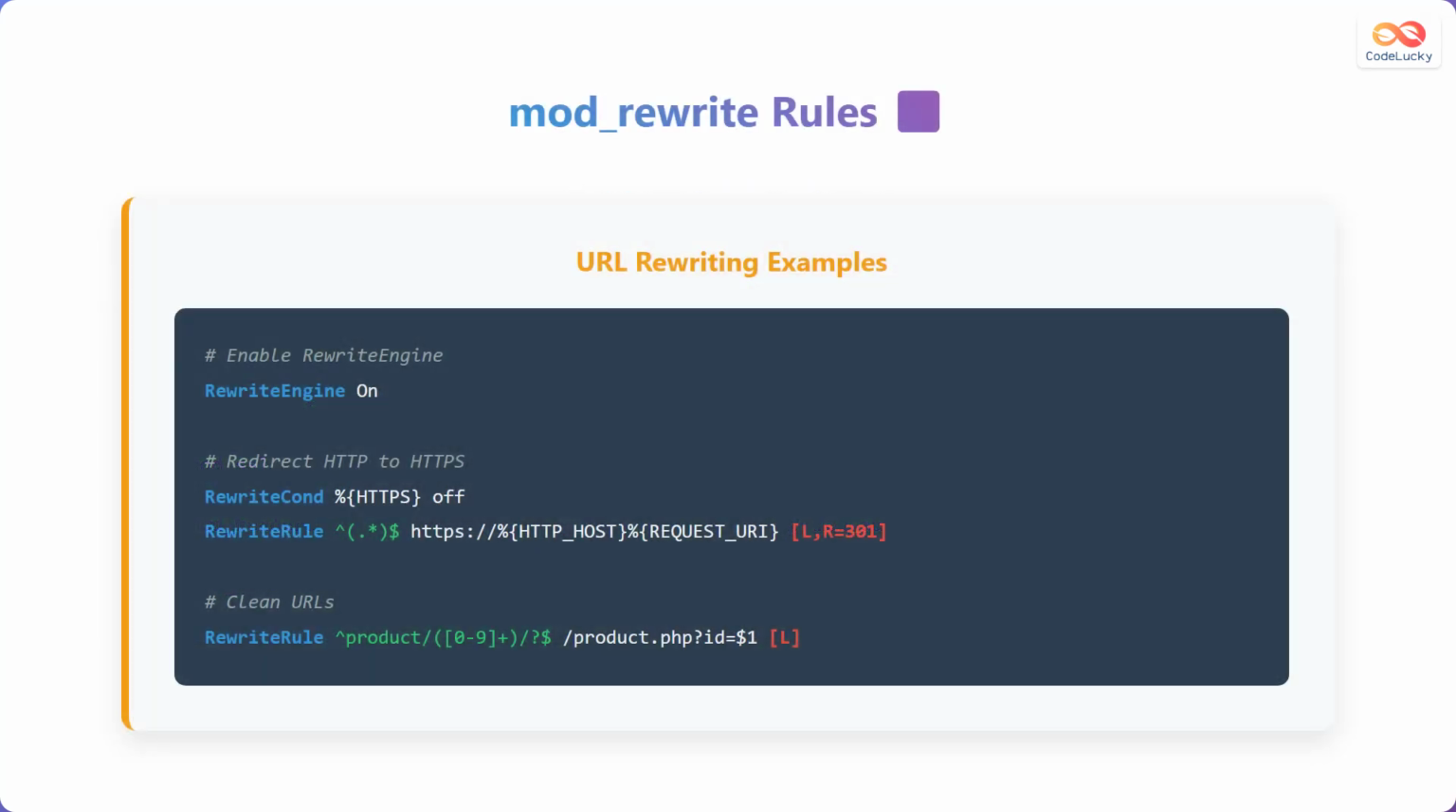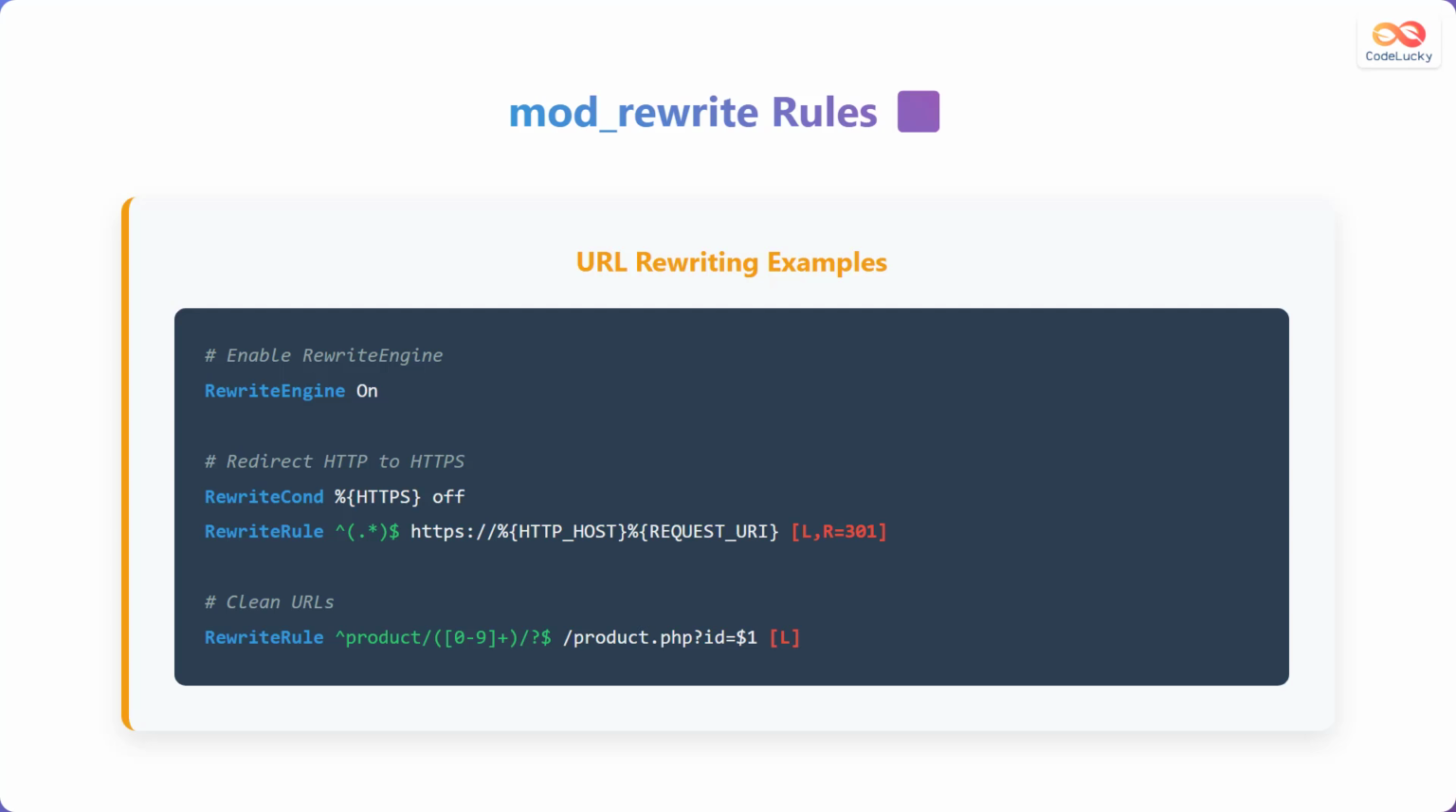Mod_rewrite is a powerful Apache module for URL manipulation and redirection. The RewriteEngine directive must be set to On to activate URL rewriting functionality. RewriteCond directives specify conditions that must be met before applying rewrite rules. In the HTTPS redirect example, the condition checks if HTTPS is off using %{HTTPS} off. The rewrite rule then redirects all HTTP requests to their HTTPS equivalents using a 301 permanent redirect.